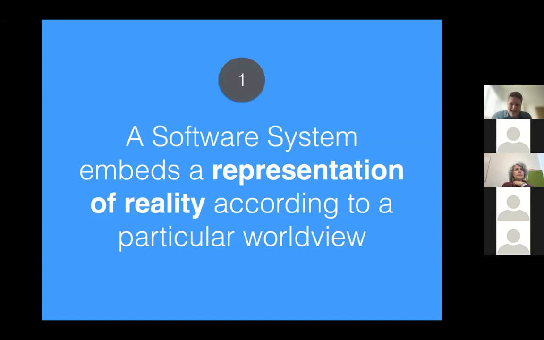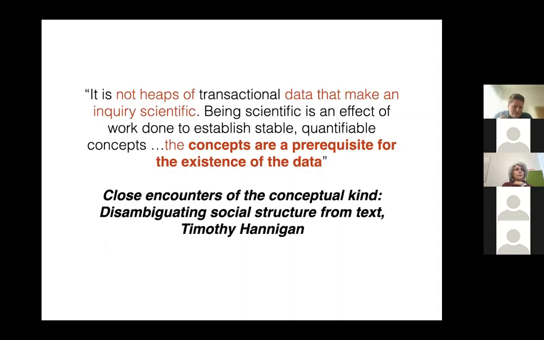of reality. And this is true even if we're dealing with software systems which are very data driven and in which you have very generic algorithms, right? So let's say what people call these days AI systems. Even in this case, I like very much this quote here by Timothy Hannigan, that it's not heaps of transactional data that makes an inquirer scientific, but being scientific is an effect of work done to establish stable, quantifiable concepts. The concepts are a prerequisite for the existence of data.